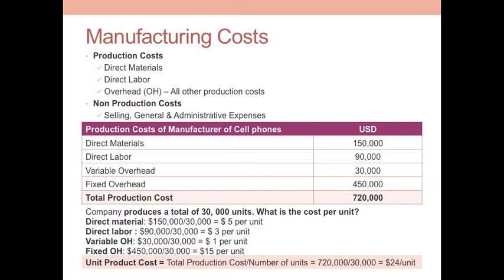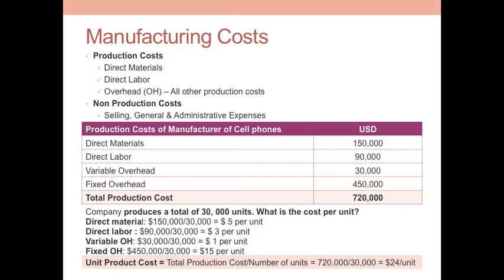Similarly, we can find the unit cost of labor as well as variable overhead and fixed overhead. And if we do that, we find direct labor is $3 a unit, variable overhead is $1 a unit, and fixed overhead is $15 a unit. And if we add all that up together, the total production cost is $24 a unit.